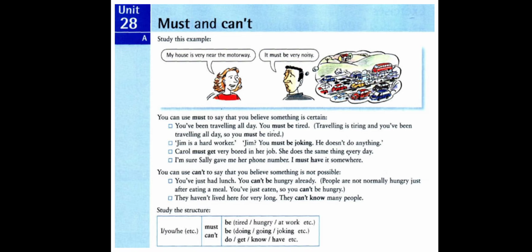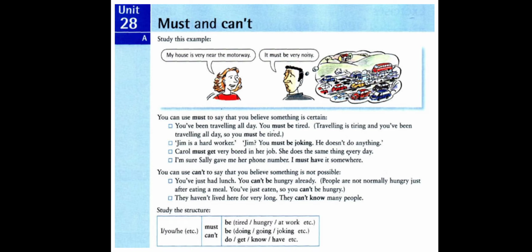So for positive inference, we use must plus the base form. For negative inference or conclusion, we use can't plus the base form. So the structure becomes like this: I, you, he is followed by must, and must is followed by the base form.